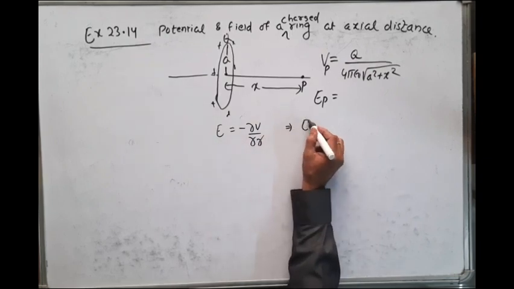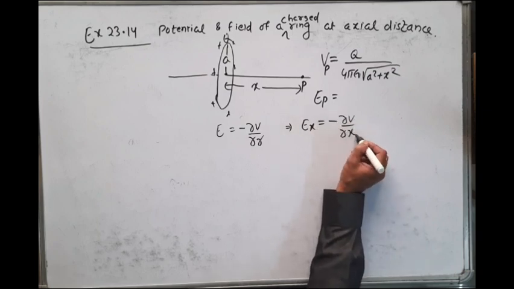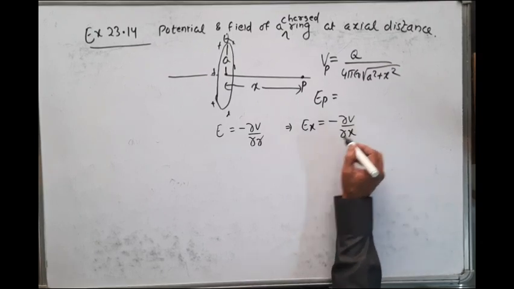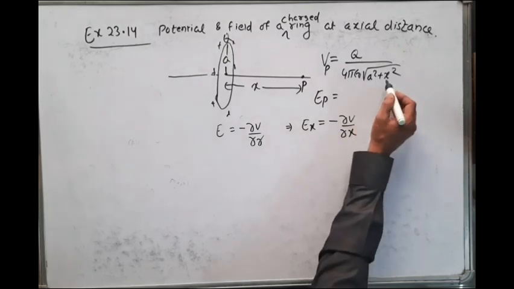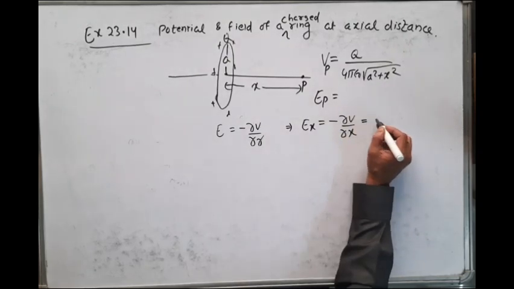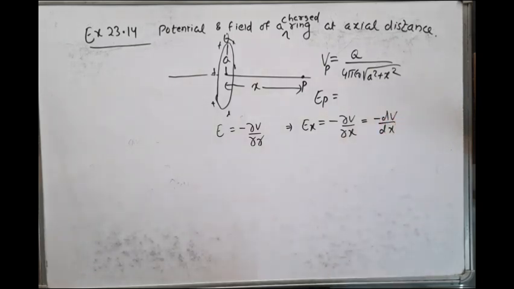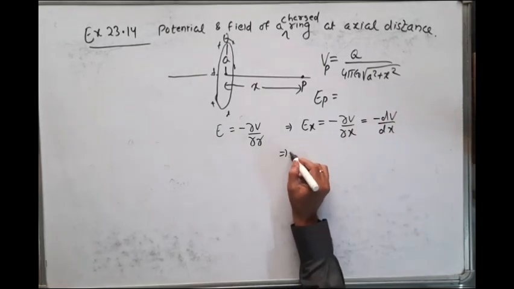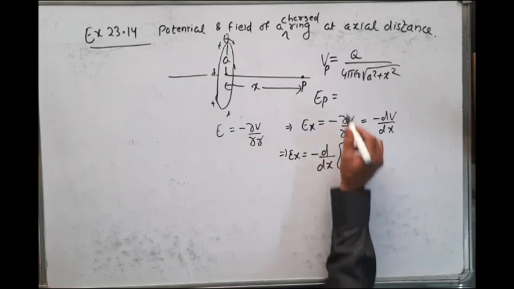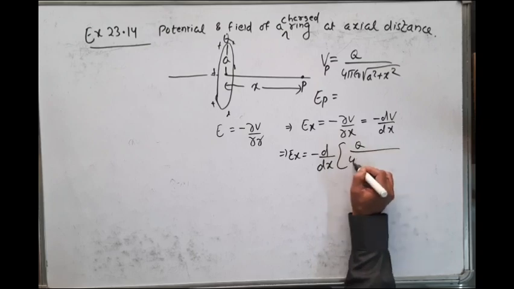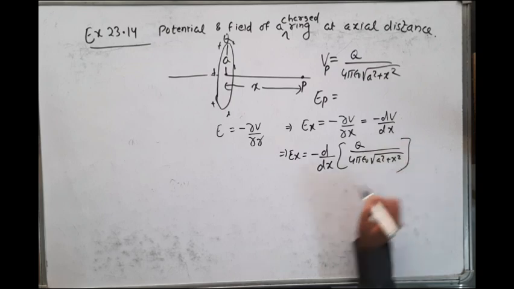If it is along the x direction, I can write it as minus ∂V/∂x. Or since the potential is a function of x only, we can write minus dV/dx, no problem, because there is no other variable y and z. So that implies Ex is equal to minus the derivative of the potential. What is the potential? Q by 4 pi epsilon naught times the square root of s square plus x square.